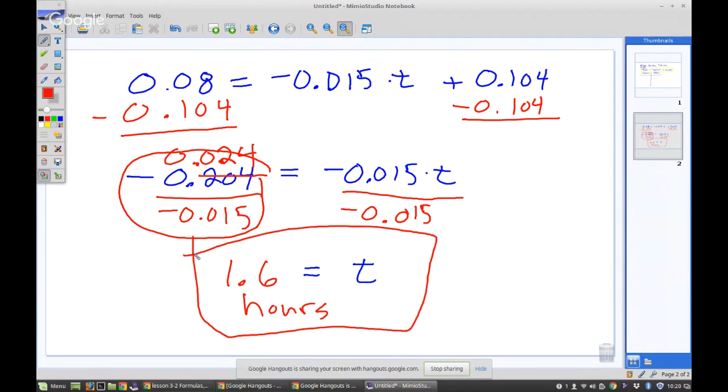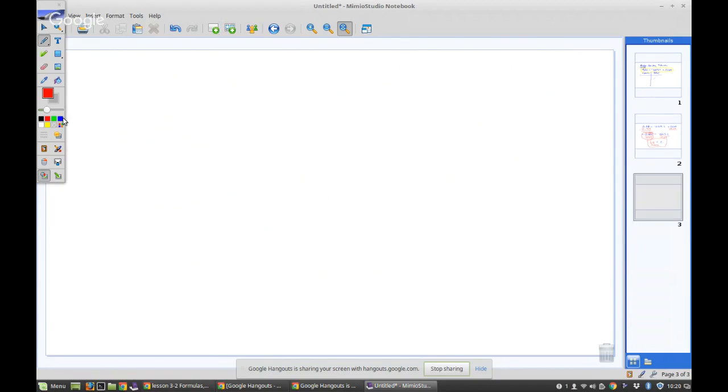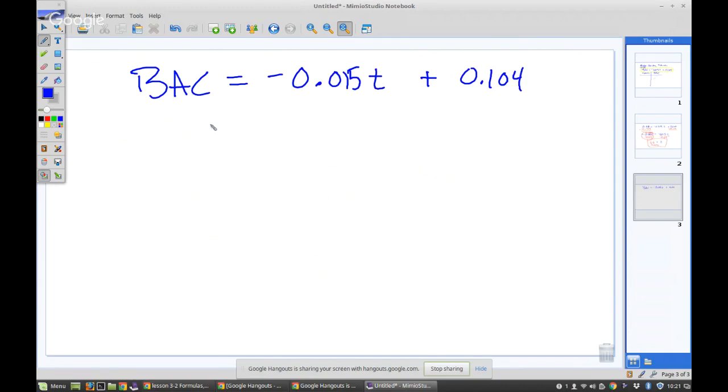We can do the same thing for the next part, because the next part says how long will it take till his BAC registers as 0. So we can either look at our graph, and our graph says it's going to be around 7 hours. We can also calculate it. So let's do that calculation. Again, our formula says the BAC is negative 0.015 times the time plus 0.104. Next question was, when is it 0? Is that correct? Yeah. So I'm just going to plug in a 0 for the BAC and then fill in the rest of this and solve just like before.